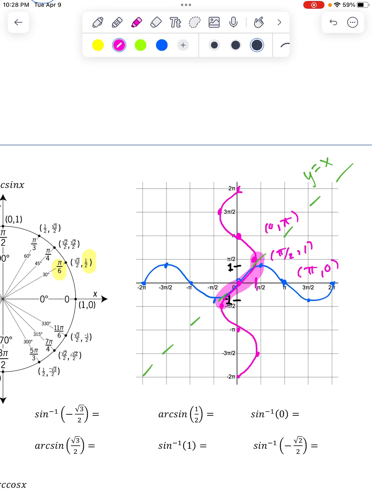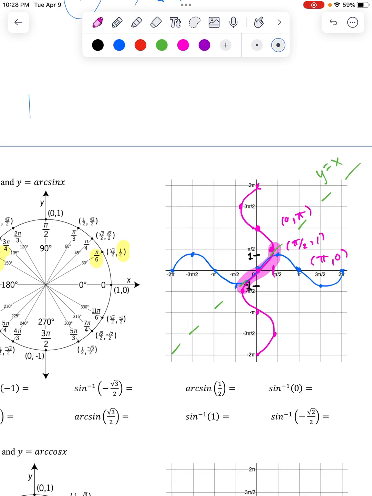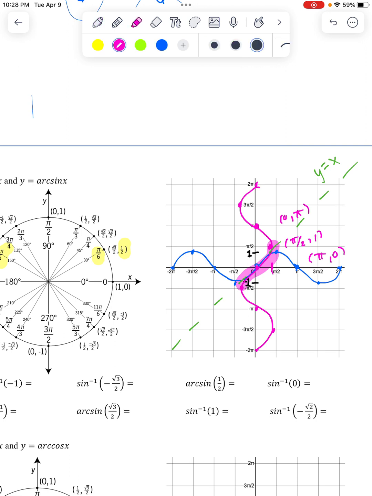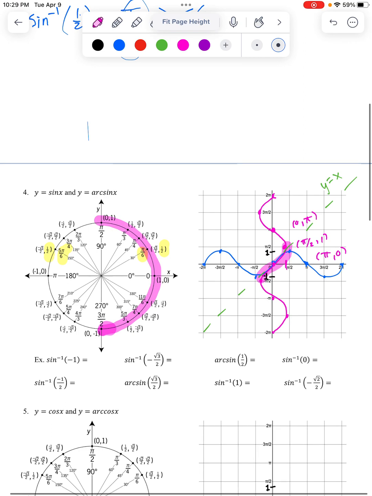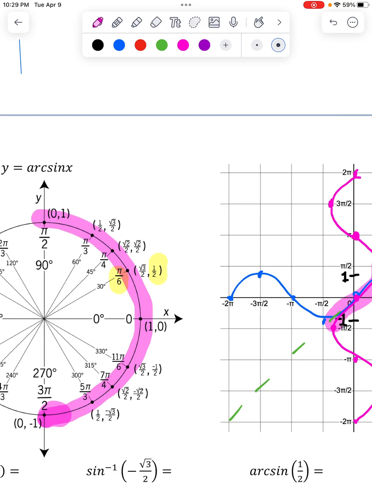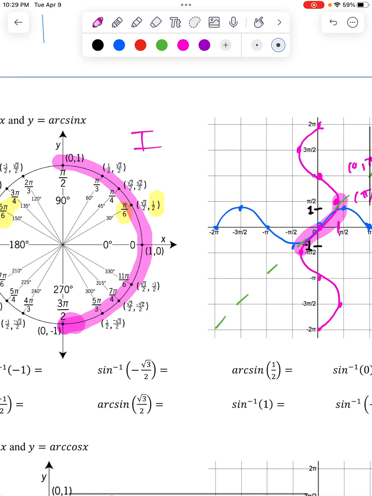And if I do that, now that highlighted part passes the vertical line test, it's a function. So notice that I had that go from negative pi over 2, which on my unit circle is down here, all the way up through 0 and up to positive pi over 2. So in other words, my answers to arc sine are going to be from negative pi over 2 to positive pi over 2. They're going to be in the first quadrant or the negative first quadrant.